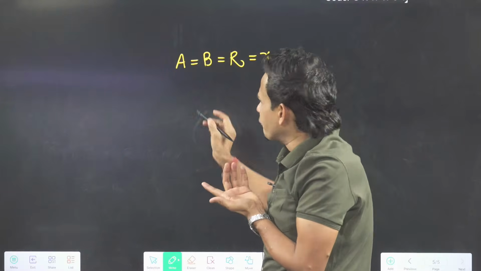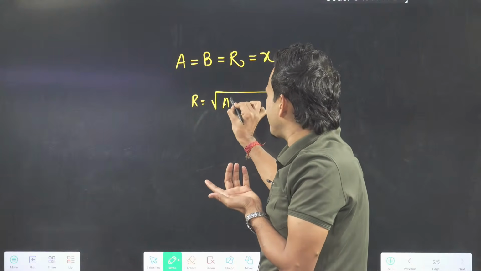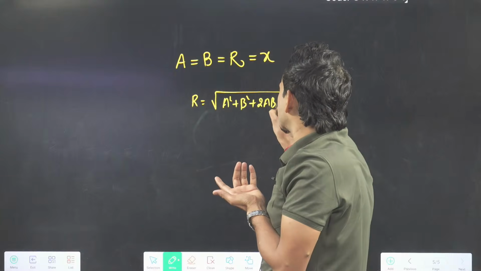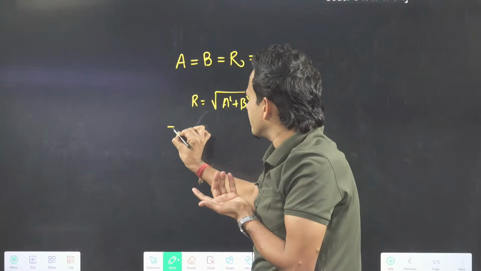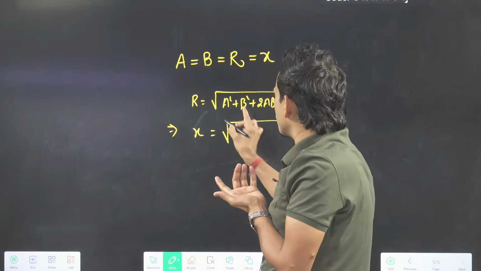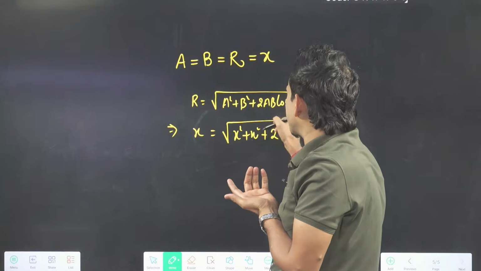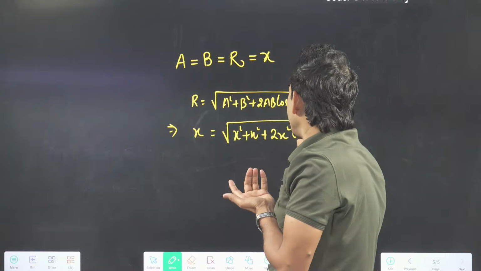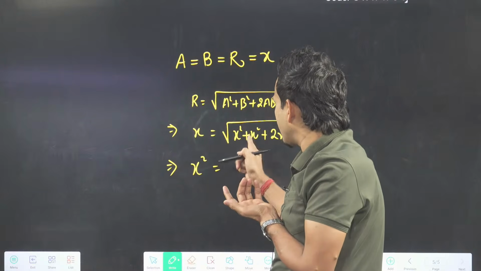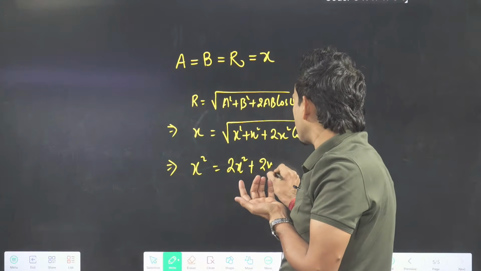Now from here we already know R will be under root of A square plus B square plus 2AB cos theta. Now what is R? R is X. X will be equal to under root of X square plus X square plus 2 into X square into cos theta. Now you can square both sides. So X square will be X square plus X square, 2X square plus 2X square cos theta.